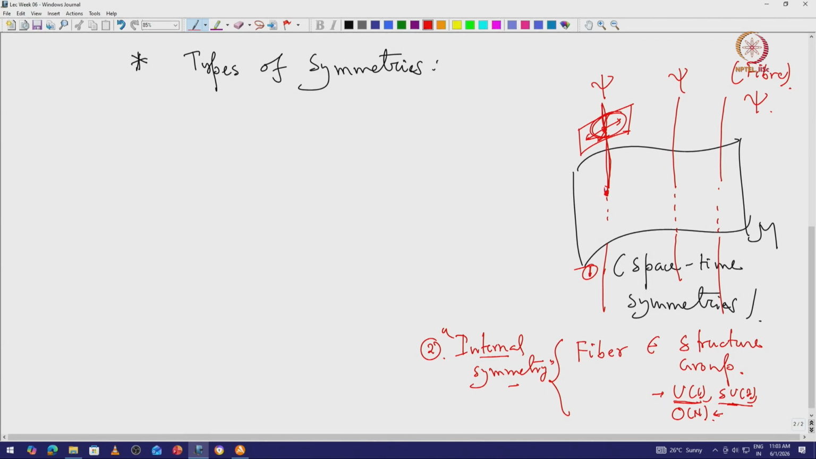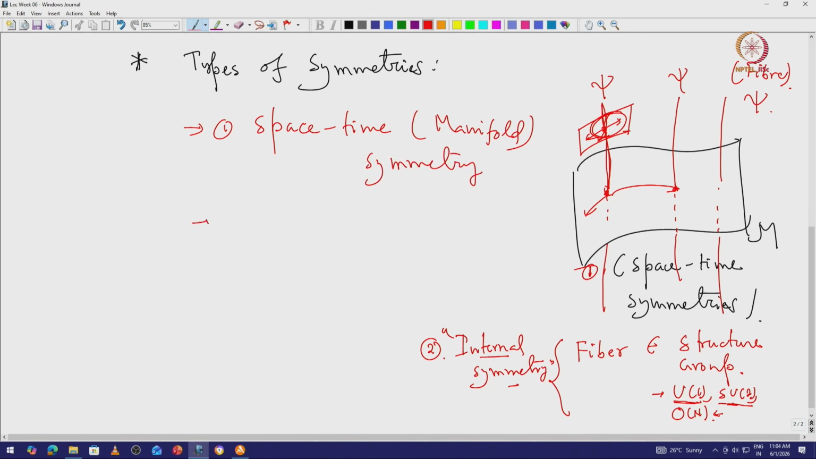Whereas, as you go from this point to this point, if everything remains same, then you have a space time symmetry, or if you reflect and so on and so forth. Okay. So, under these 2 types of symmetry, how things would look like is what we are going to see. So, one is space time or manifold symmetry, another is internal symmetry or fiber.